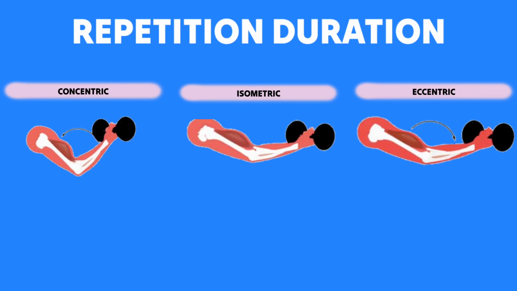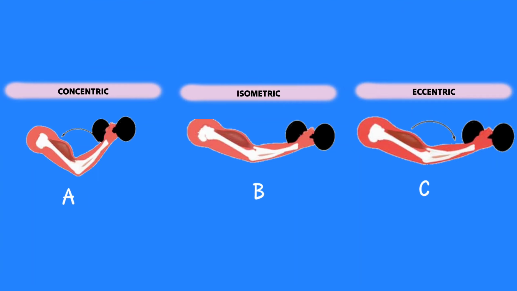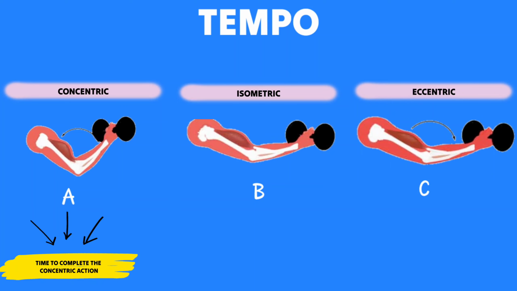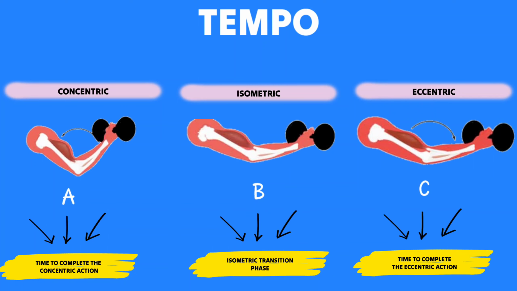Repetition duration represents the sum of the eccentric, concentric and isometric components of a repetition. Tempo is often expressed as a 3-digit arrangement in which the first number is the time, in seconds, to complete the concentric action, the second number is the isometric transition phase between concentric and eccentric actions, and the third number is the time to complete the eccentric action.